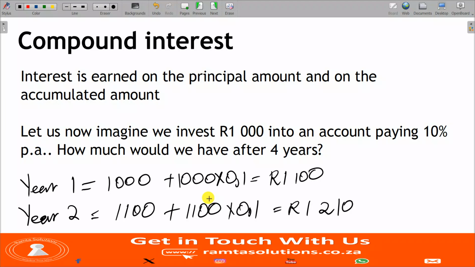Remember, with compound interest, interest is earned on the principal amount and on the accumulated amount. Year 1, obviously, it'll be on the principal amount. Year 2, it'll be on the accumulated amount.